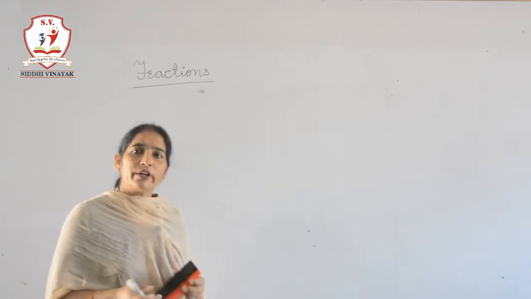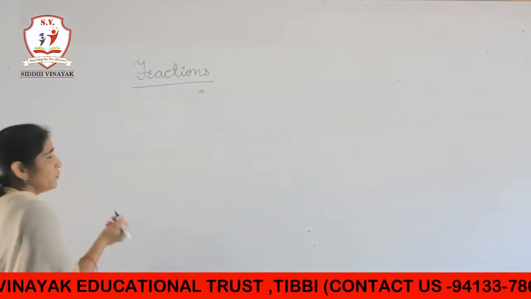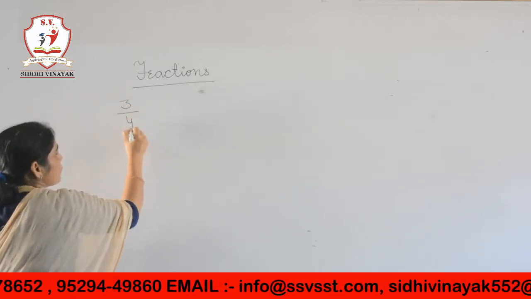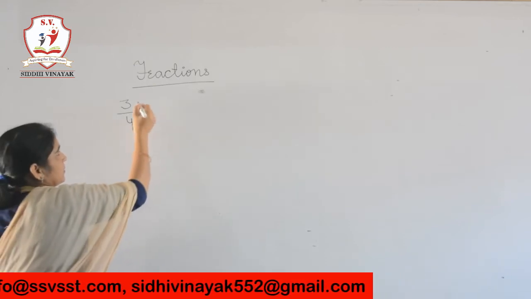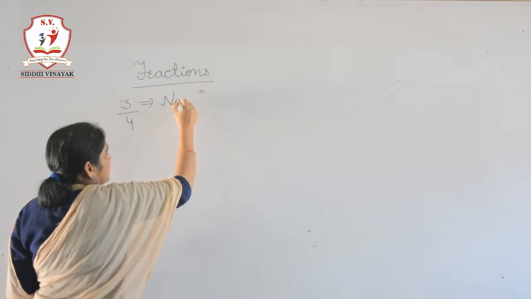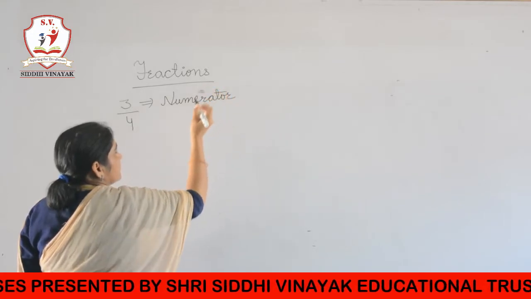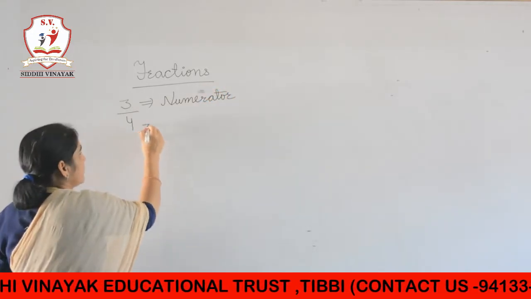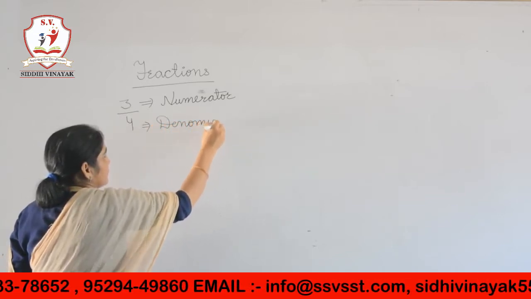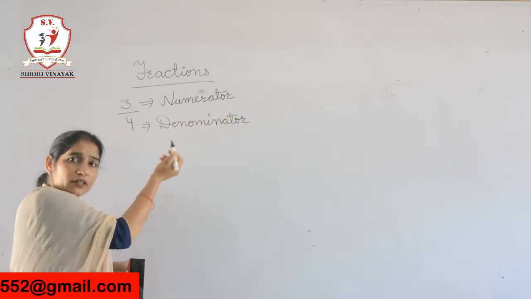Now we read about numerator and denominator. What is numerator and denominator? We take a fraction 3 upon 4. Three is our numerator. Four is our denominator.